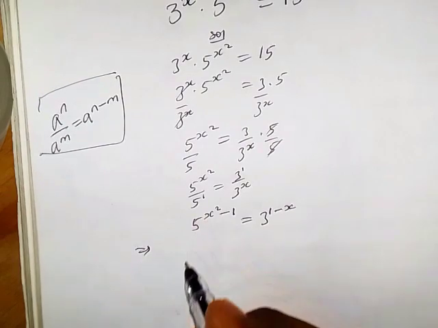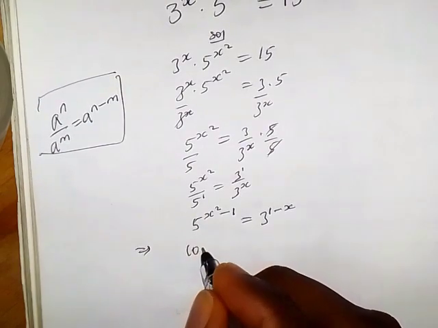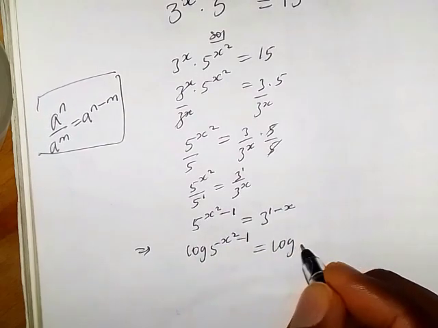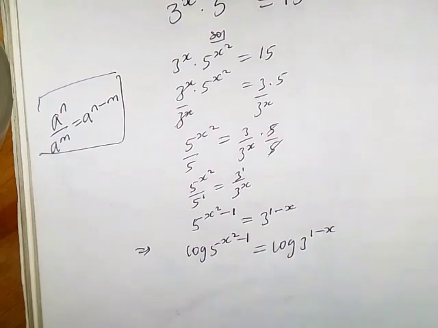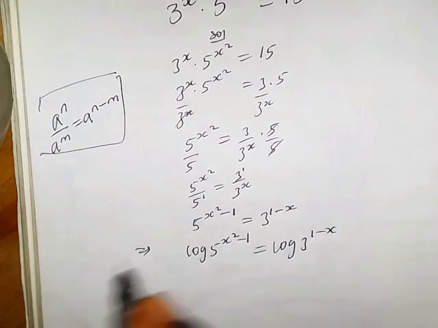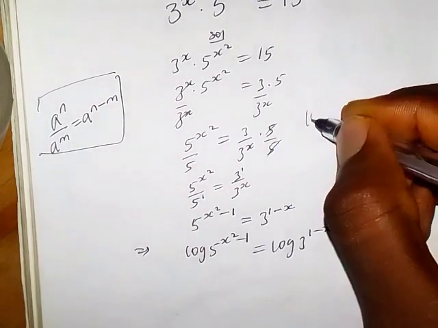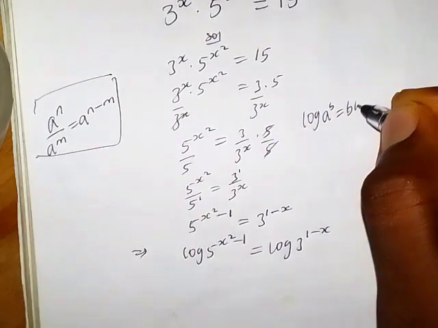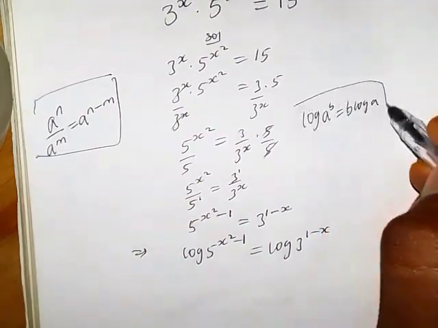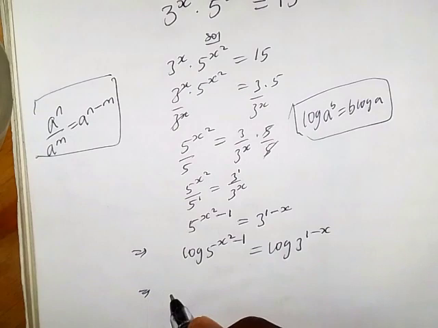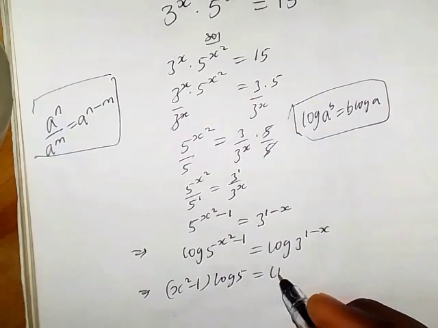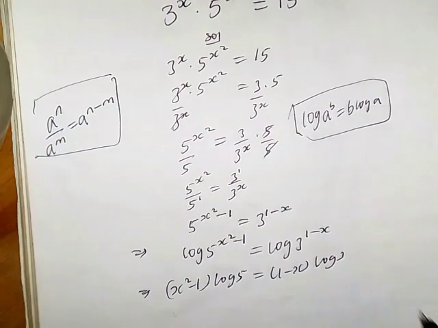Let's proceed further. So let's take natural logarithm of both sides. So we have log 5 raised to x squared minus 1 equals log 3 raised to 1 minus x. So we apply one rule of logarithm, that is the power rule of logarithm: when we have a raised to b, log a raised to b is the same thing as b log a. So this property, we are going to utilize it here also. So we have x squared minus 1 times log 5 equals 1 minus x log 3.